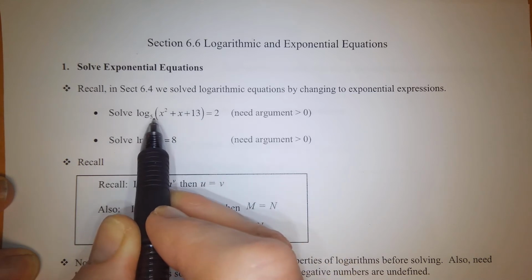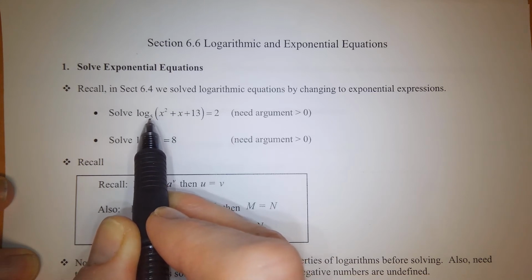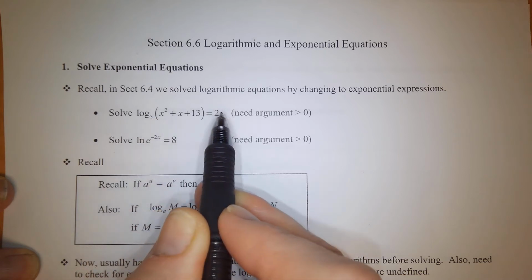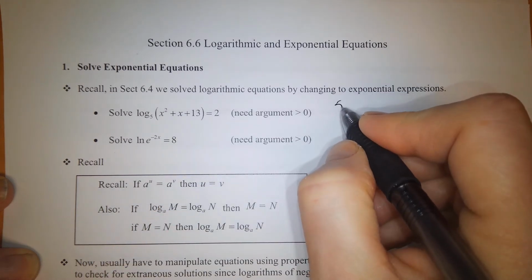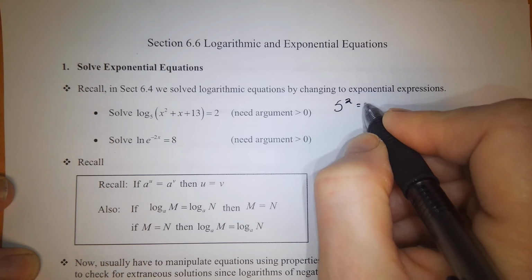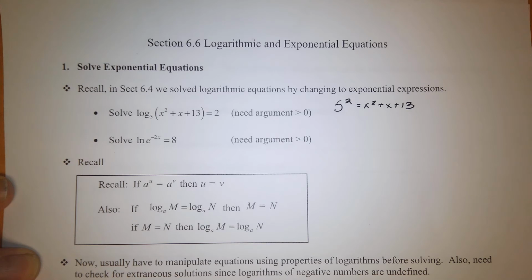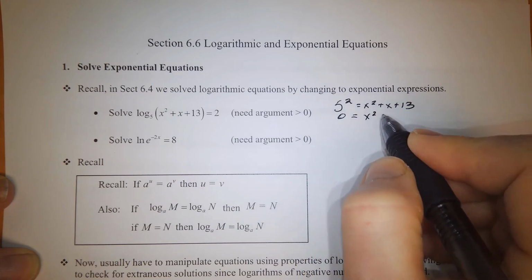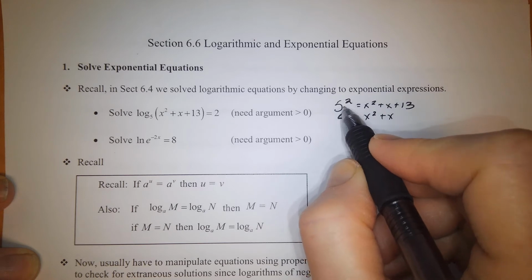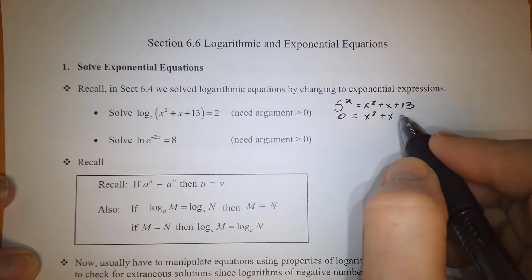Now, in order to solve this, let's put this in exponential form. Recall, in exponential form, the base 5 to the power of 2 is equal to the argument. So 5 to the power of 2 is equal to the argument. This is easily solvable because this is a quadratic. To solve quadratics, we set it equal to 0. So this becomes x squared plus x, and then we're going to take this 25 and subtract it from both sides. So this becomes 13 minus 25.